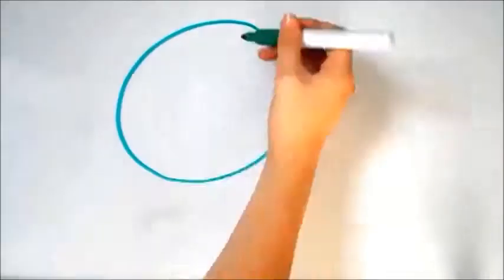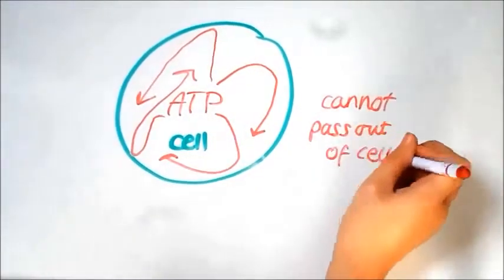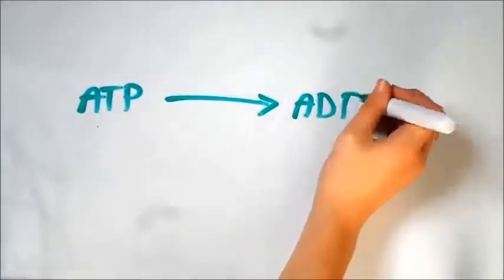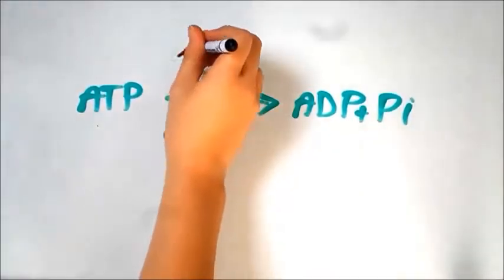ATP is easily broken down, so the energy will be quickly and easily released. As ATP cannot pass out of the cell, we will always have ATP as an immediate energy source. The hydrolysis of ATP to ADP and an inorganic phosphate is a one-step reaction, so energy release is immediate.